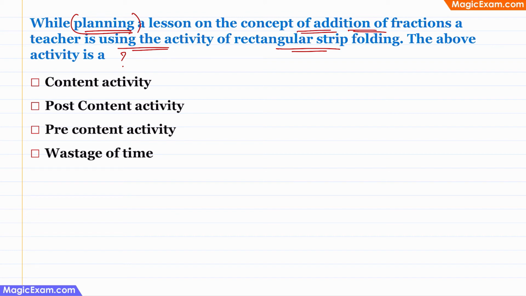Now if you look at the stages of this teaching learning process, first there is pre-content activity. This is where you plan how the lesson is going to be taught, what are the things that you are going to use. So you are making a plan for delivering the content. Then you deliver the content. So this is the content activity. This is where the actual teaching and learning process is happening, right?